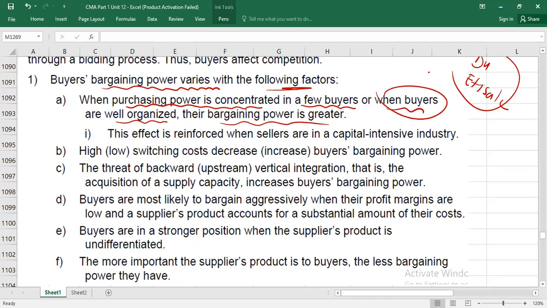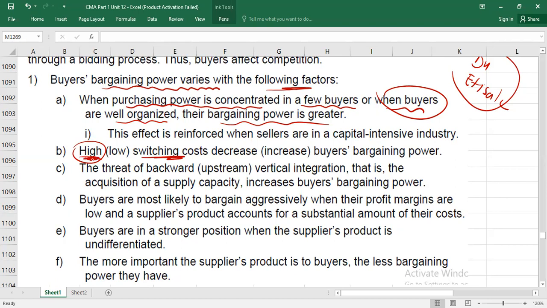Obviously, when buyers are big companies, they will be in a strong position. They can do bargaining, etc. Number two, high or low switching cost. If switching cost is high, it is not easy for the customer to switch from one supplier to another.